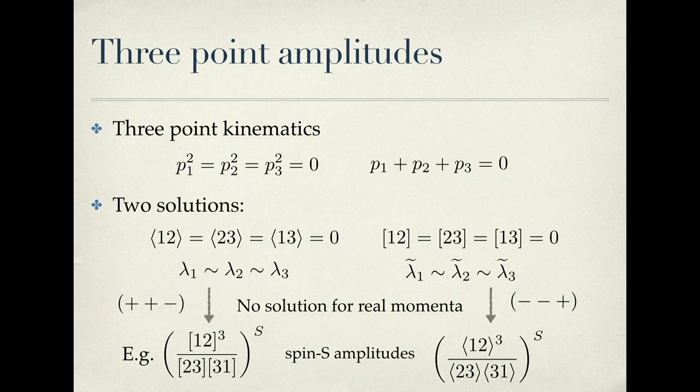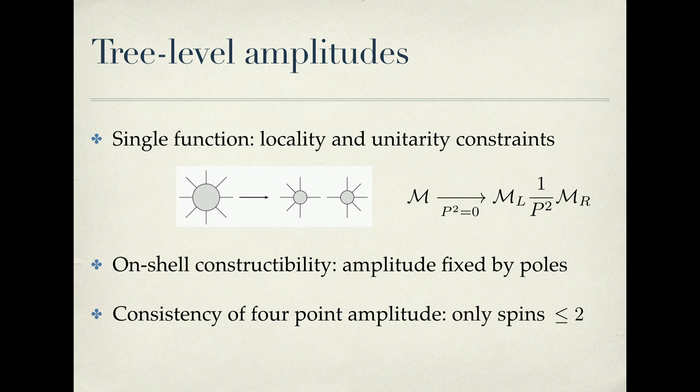If we go to higher point amplitudes, we wanted to think about amplitudes not as a sum of Feynman diagrams, but as a single function, and just use the basic properties of this function to completely fix it. So I haven't shown how to fix it. That will be half of the lecture today. The conditions we would like to use are the locality and unitarity constraints.